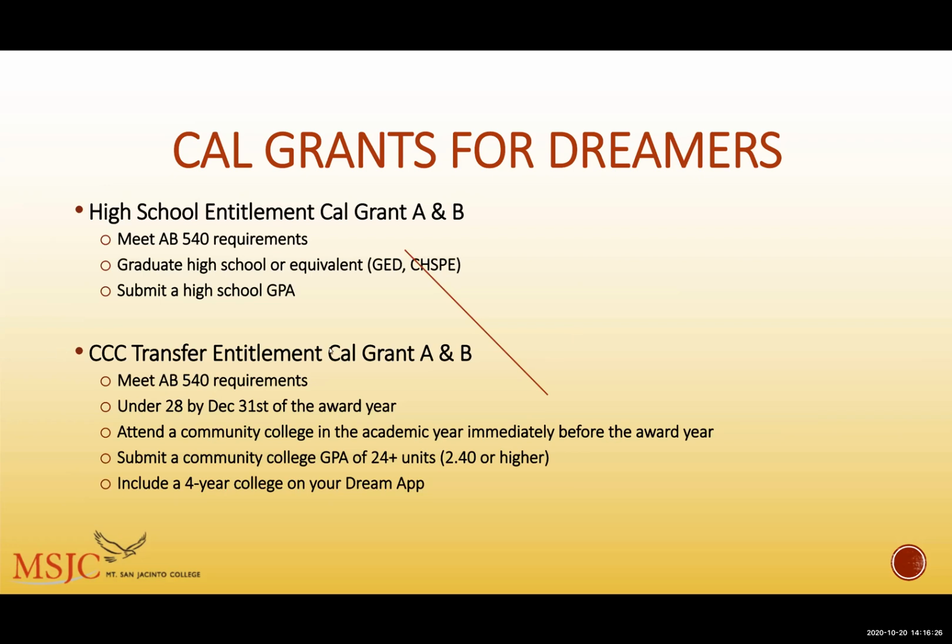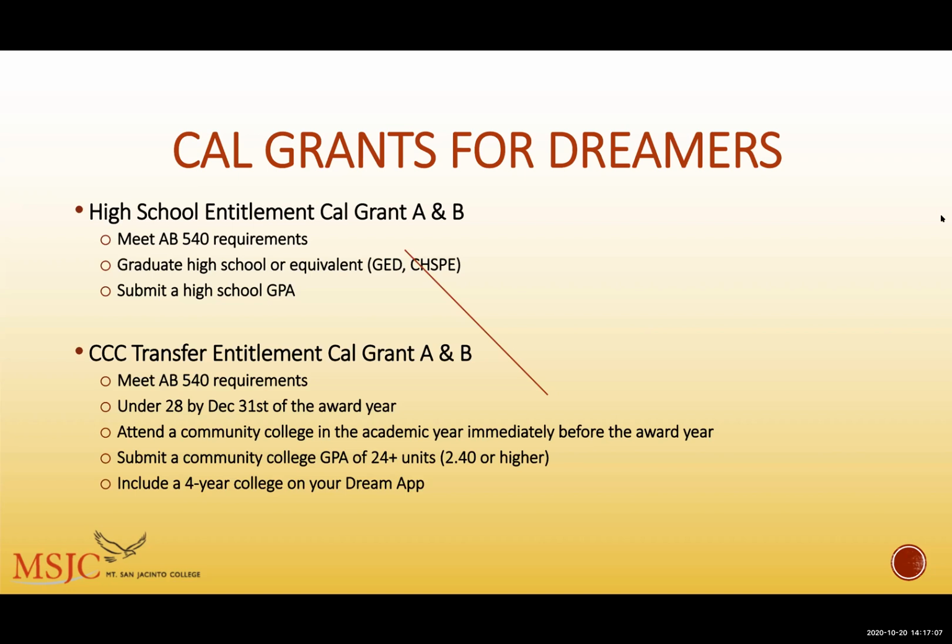The Cal Grants for Dreamers. This one is probably your main grant. Okay, this is the one that actually helps you with books and supplies and any other expenses you may have. And there are two basic categories that Cal Grant has: it's either the high school entitlement or the California Community College transfer entitlement. Okay, the high school entitlement is geared more for your high school seniors who are graduating or graduated the year before. They will have the opportunity to be awarded, they are considered first for these grants, and they have to meet the AB 540 requirements.